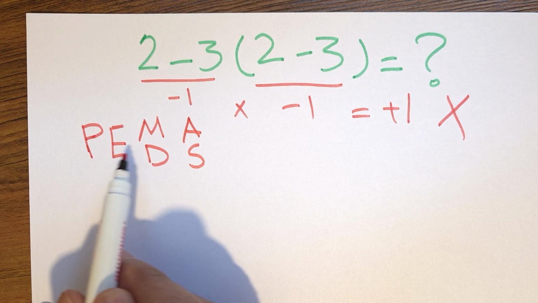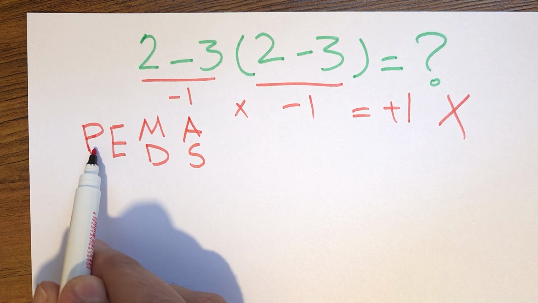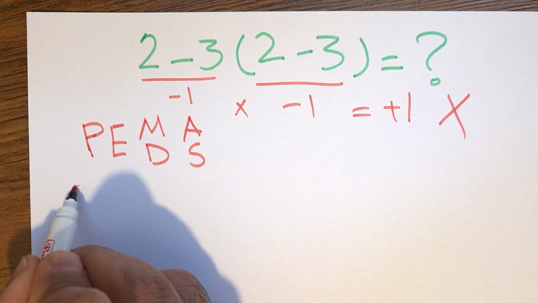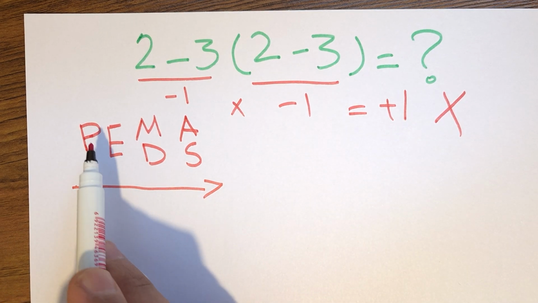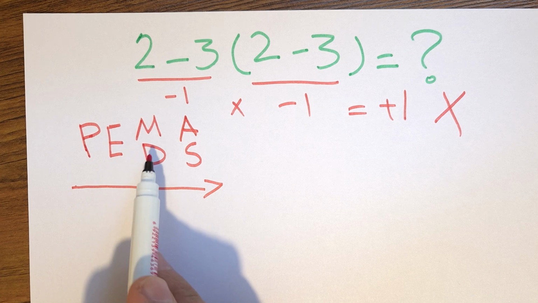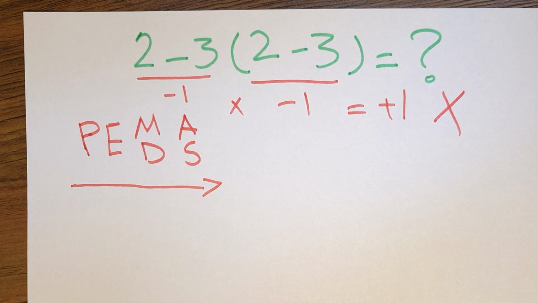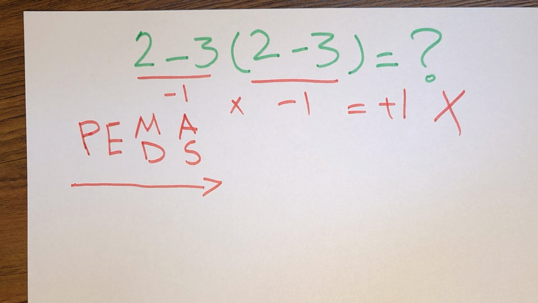So if you read it, it's like an acronym. So PEMDAS. And this is the vector of priority, PEMDAS. So in this example, we should at first deal with parentheses, right?